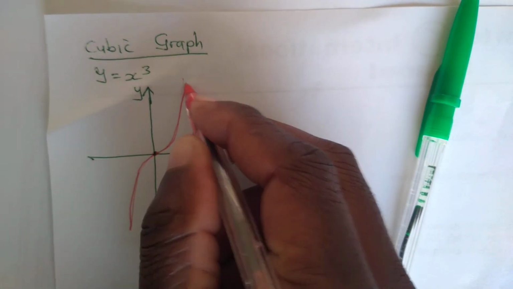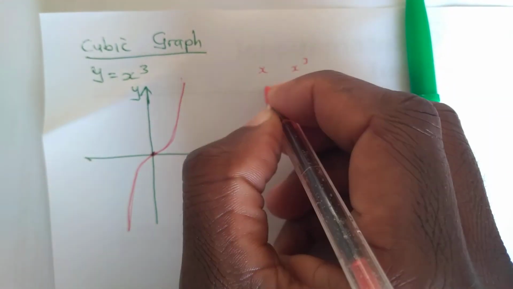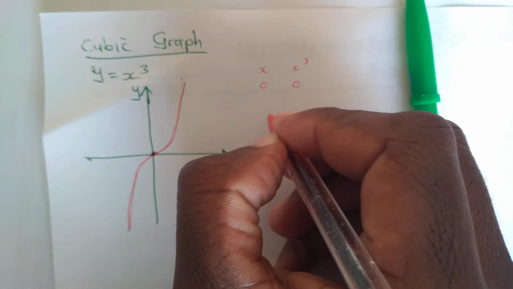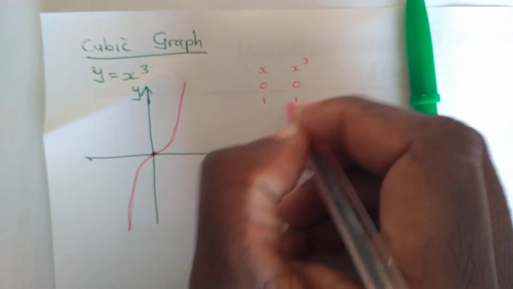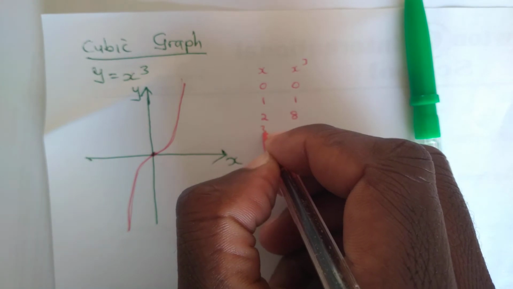Take note. x cubed: if x is 0, this is 0. If x is 1, 1. If x is 2, 8. x is 3.